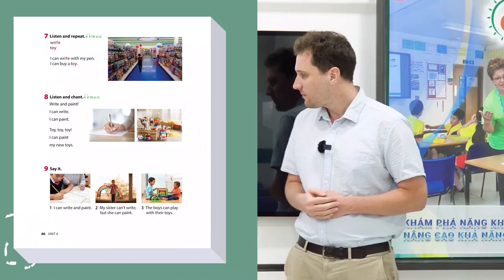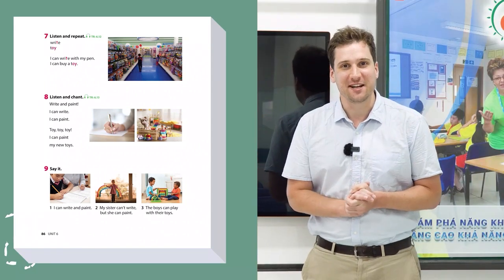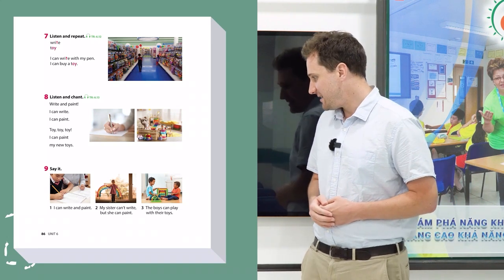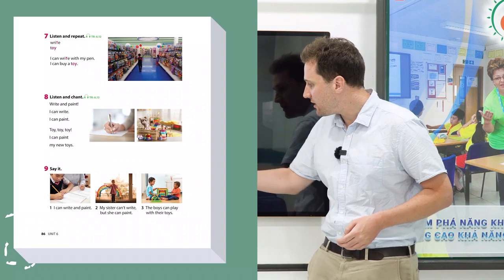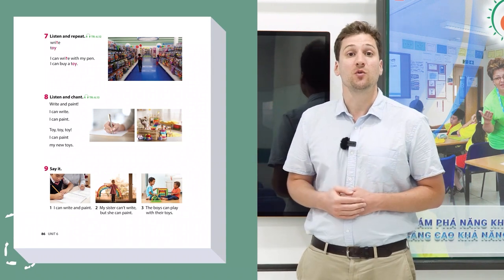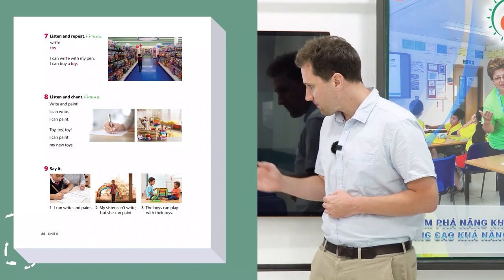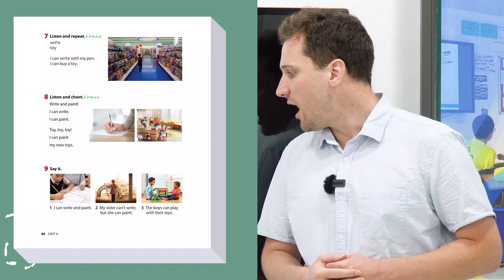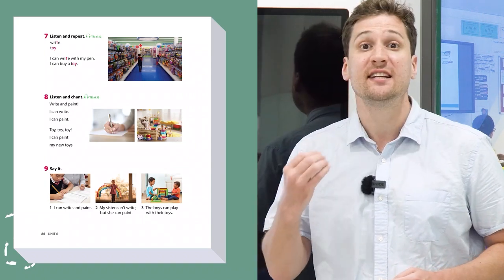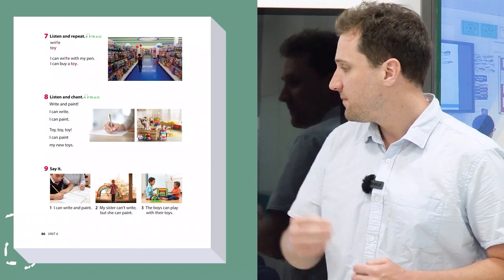Okay. Once the students have mastered that chant, you can then move on to exercise 9, say it. So here we have three pictures to describe using sentences using the words with those phonetic sounds. So picture 1, I can write and paint. So we've got two words there, write and paint.